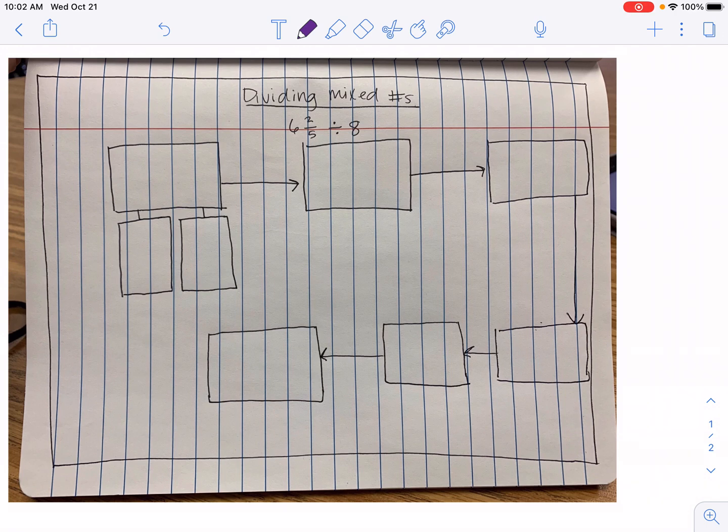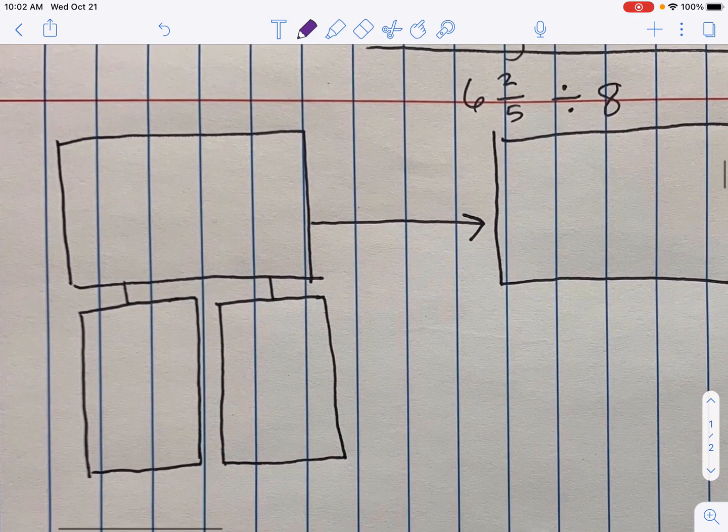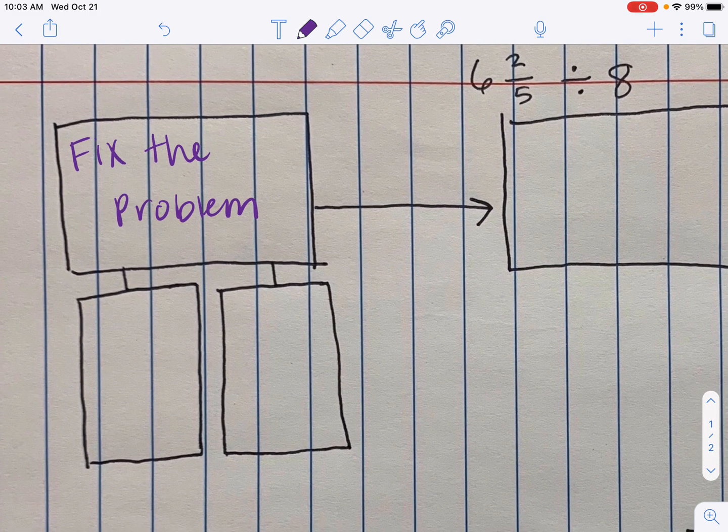And then you should have 6 boxes, and then your first box should have 2 smaller boxes coming off of it. So our first step that I want you to write in this first box right here is to fix the problem. And there are 2 main things that I want you to think about when we're fixing the problem. The first thing is to change any mixed numbers into improper fractions.